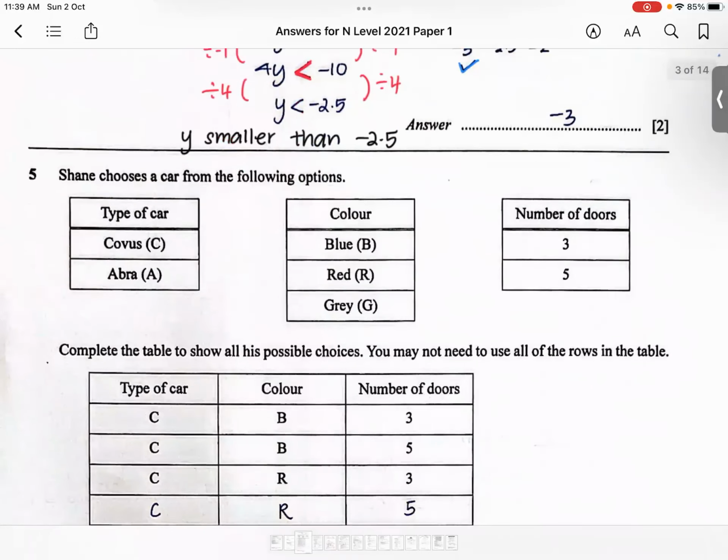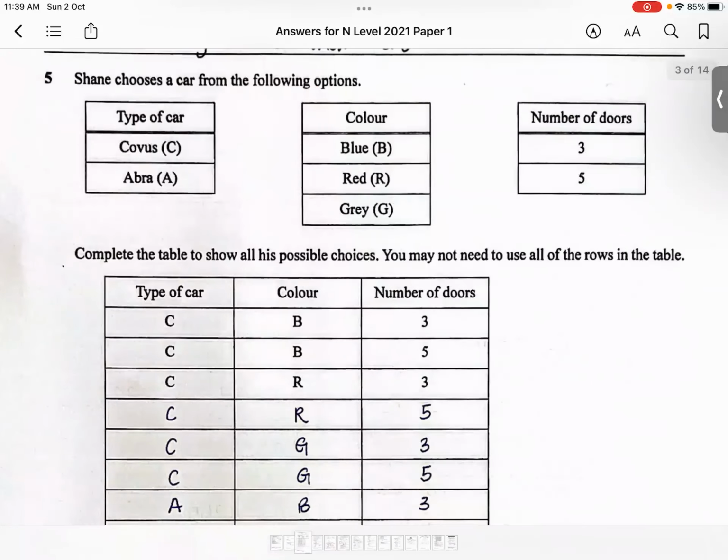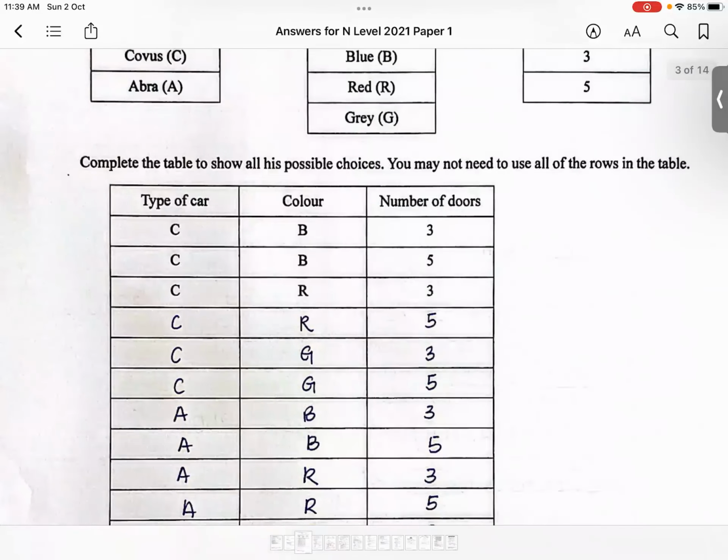Okay, this one you should be able to do. Just list down all the different possible combinations. It's a very straightforward, direct question. Just to mention, this is called a possibility table, or possibility diagram. It lists down all the different possible outcomes.